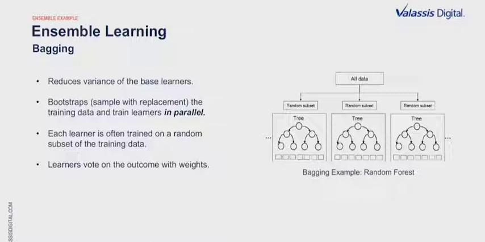So let's take the case of a decision tree. We're going to train a bunch of decision trees in parallel, each on a subset of data and on a subset of features. And when it comes time to make the prediction, all the individual decision trees get to vote on the outcome. So with that, we just get a random forest.